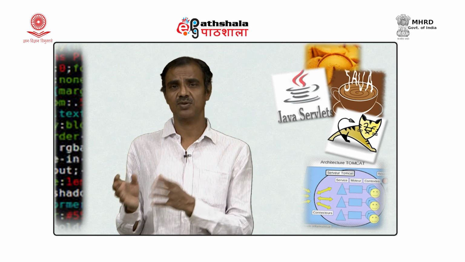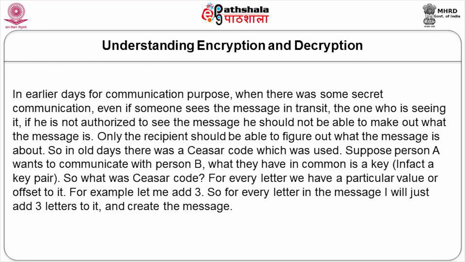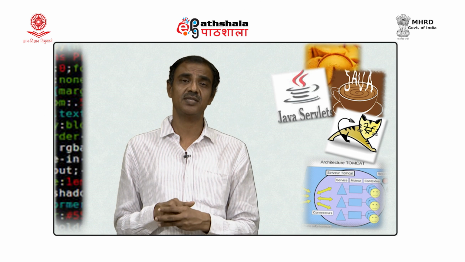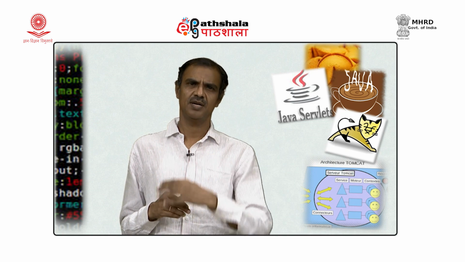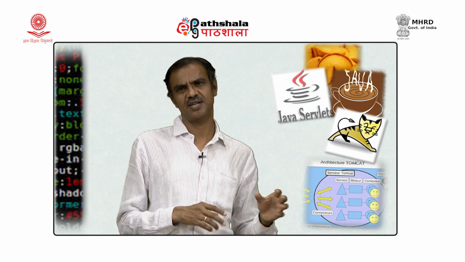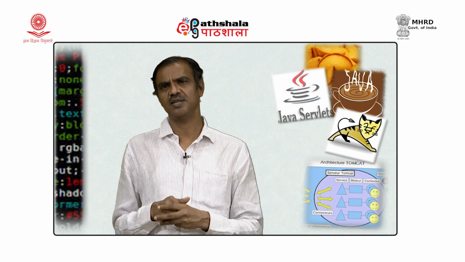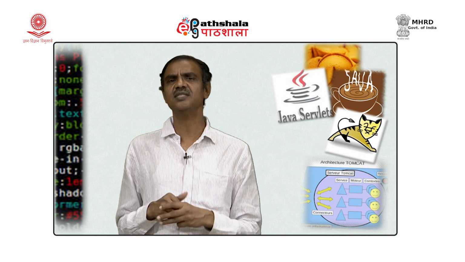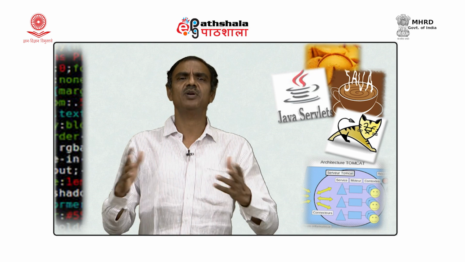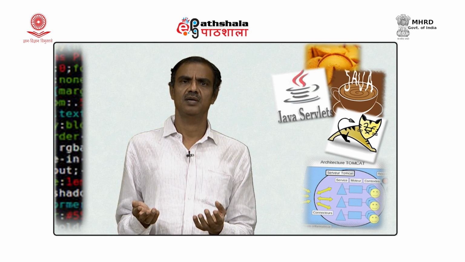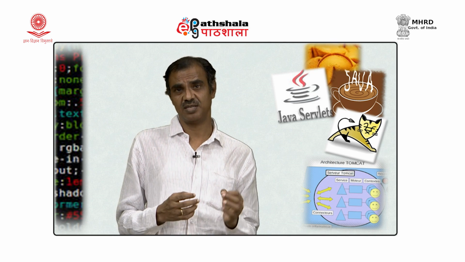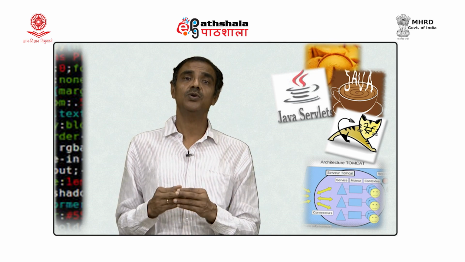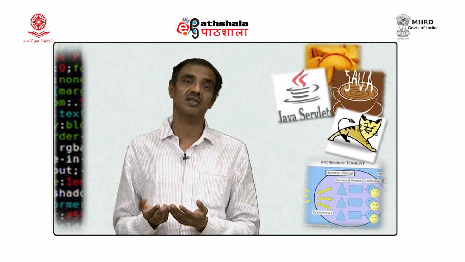Okay, and then we will come back to it; it will be more on encryption and decryption. So, in the earlier days, for communication purposes, if there had to be some secret communication, so that even if someone sees that message in transit, the one who is seeing it, if he is not authorized, shouldn't be able to make out what that message is. Only the target recipient of the message should be able to figure out what that message is about.